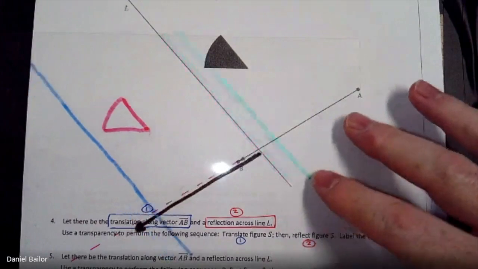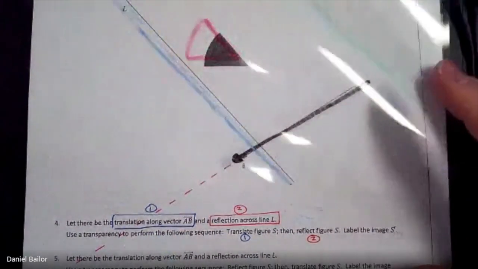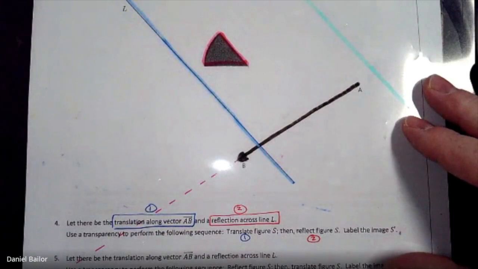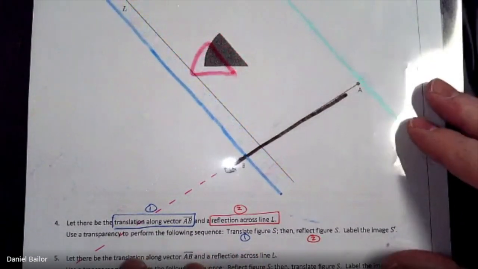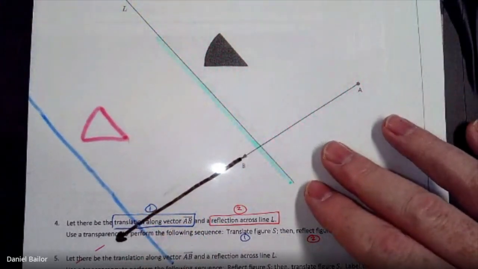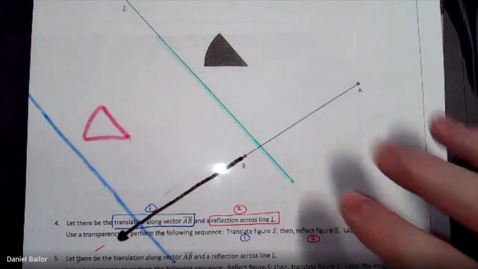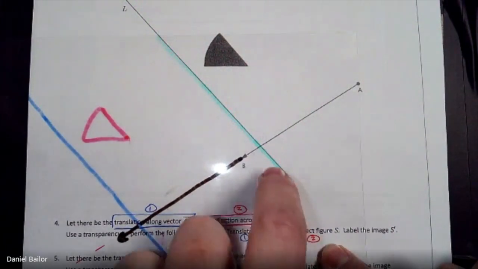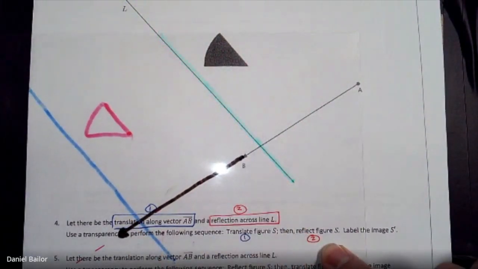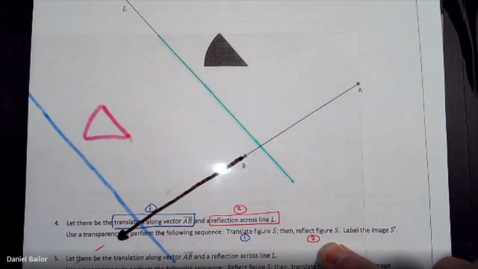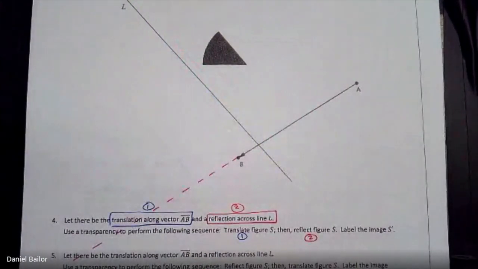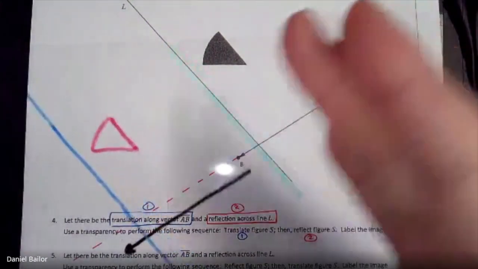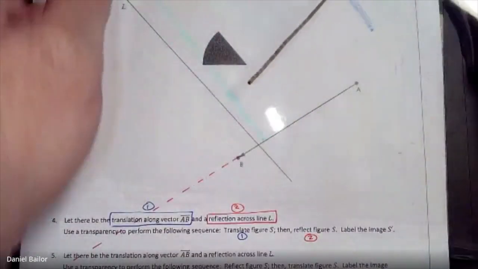So let's do this one more time just to show you again. This is the setup. Step 1 down at the bottom says to translate. So I follow vector AB and I translate. Step 2, reflect, which means flip. So I need to flip over the green line. So I'm actually going to pick the transparency up and flip it over. I'm going to pretend it's stuck on the green line, and I'm going to flip it over the green line.